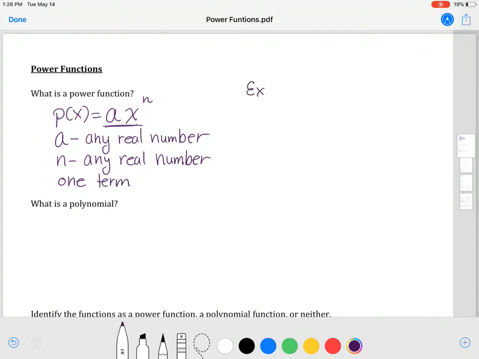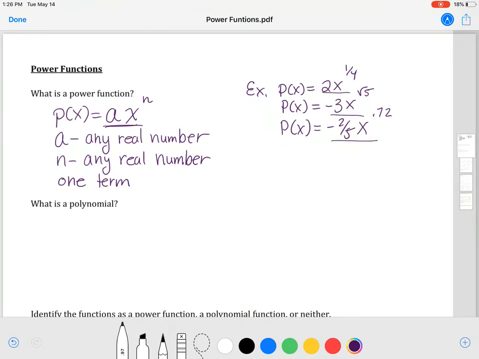Some examples of power functions might be p of x is equal to 2x to the 1/4, or p of x is equal to negative 3x to the square root of 5, or p of x is equal to negative 2/5 times x to the 0.72. These are all power functions because they're one term, right? They're all one term. I have a coefficient and an exponent that are real numbers.